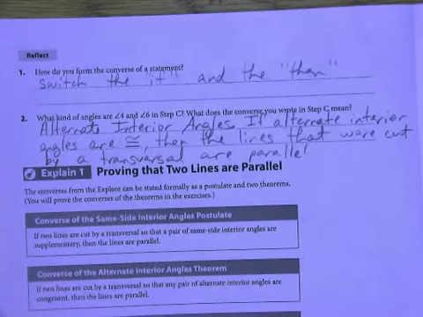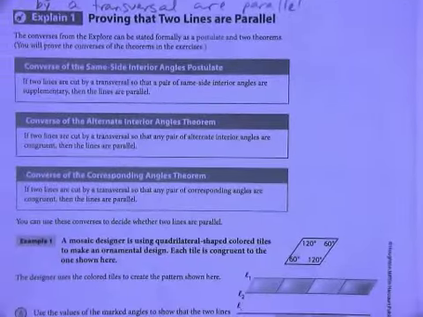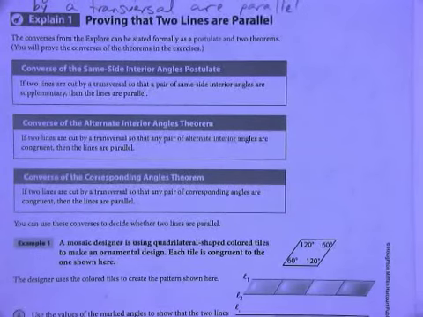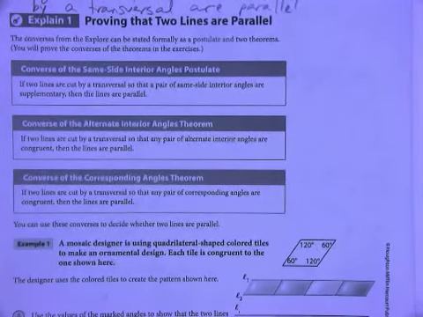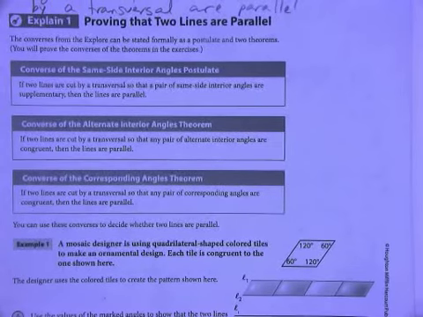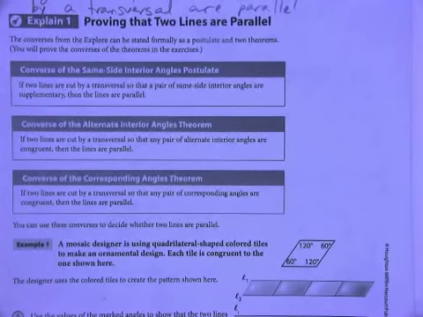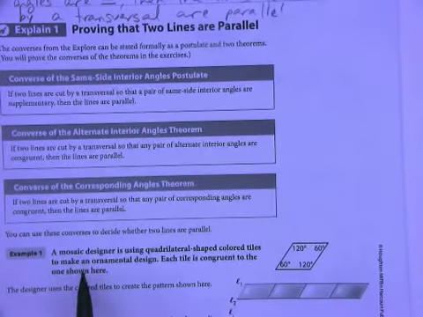And you see in Explain 1 that that's pretty much exactly what these converse postulates and converse theorems are saying, is that if two lines are cut by a transversal such that a pair of same-side interior angles are supplementary, or a pair of alternate interior angles are congruent, or a pair of corresponding angles are congruent, then I can use that to prove that the lines are parallel.